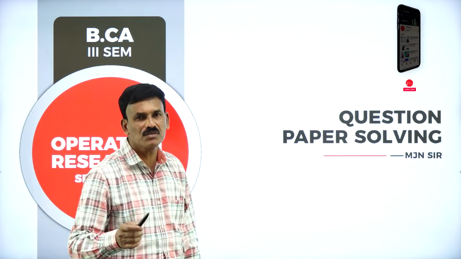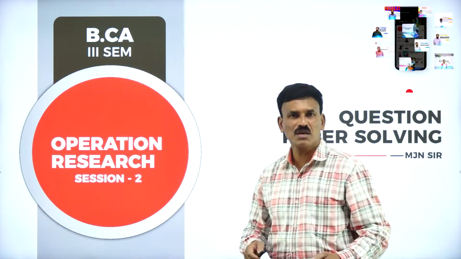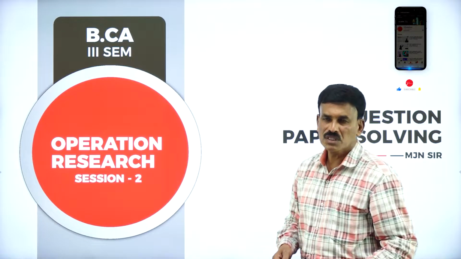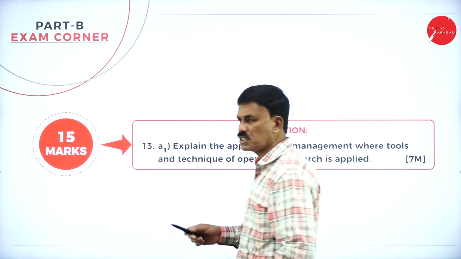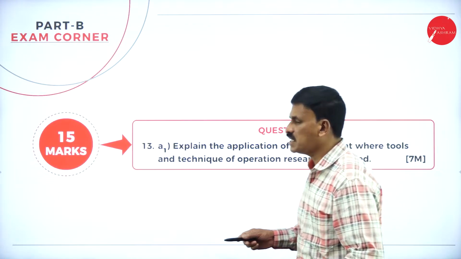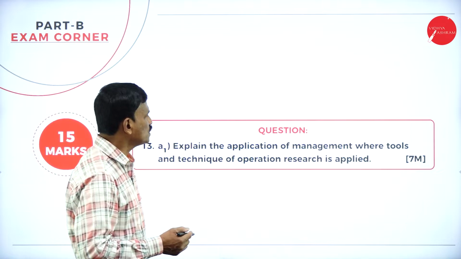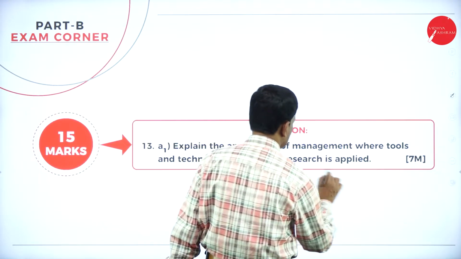In my previous class, we have discussed part A, that is 2 mark questions. Now in this session, I am going to discuss regarding part B, that is 7 and 8 mark essay type questions. Now let us come to part B. In part B, the first question is question number 13, which contains A1 and A2. So in A1, explain the application of management where the tools and techniques of operation research are used.